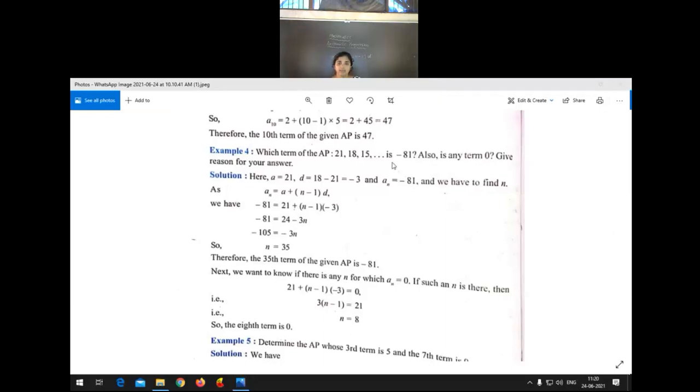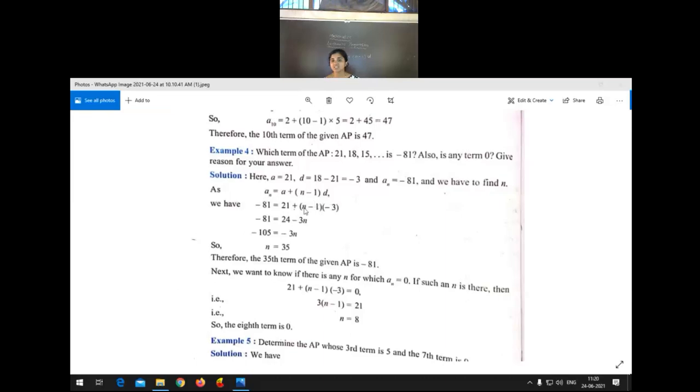Yes, we are taking this a n is equal to minus 81. But n is unknown, so we have to find n here. Which form we have to take? General form only. a n is equal to a plus n minus 1 into d. In place of a n, we substitute minus 81. Then a is 21, n is unknown, n only we have to work out, minus 1 and into difference, minus 3. Now minus 81 as it is.